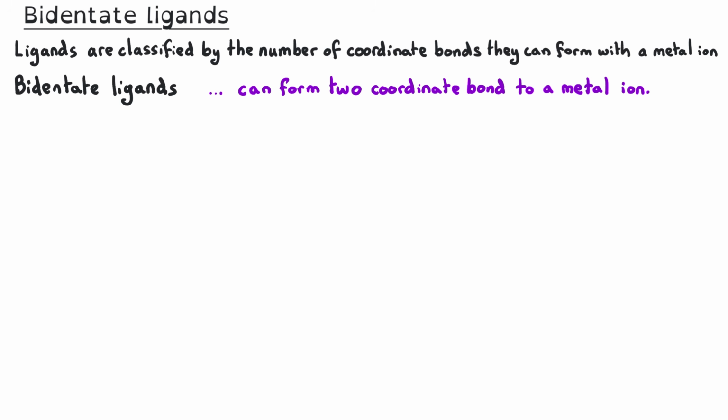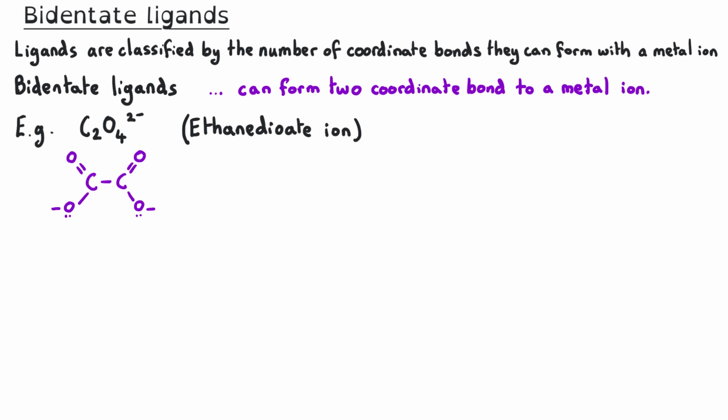Bidentate ligands are able to form 2 coordinate bonds to a metal ion, and there are 2 bidentate ligands that you need to know. The first is the ethane dioate ion, which has got the formula C2O4, and it's a 2- ion. And you might find this ion in something like ethane dioic acid or sodium ethane dioate. When we see the displayed formula for this ion, you can see the 2 oxygen atoms that have the lone pairs through which the 2 coordinate bonds can form.